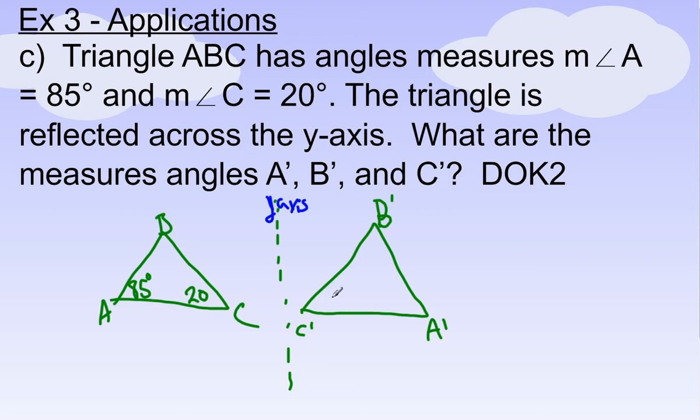Well, we learned in this lesson that corresponding angles are congruent. So C is 20, C prime is 20. A was 85 degrees, A prime is 85 degrees. The only one I can't tell by looking at the picture right away is this angle B.